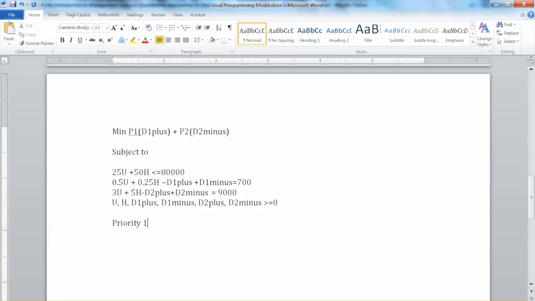To solve it, first we have to solve the model for priority 1. Remember, priority 1 in our model looks like this. We just copy the priority 1 model in here. The objective is to minimize D1 plus, to make sure that the total risk index is at most 700, and we have the same constraints. So the objective function is minimize D1 plus, subject to these constraints.